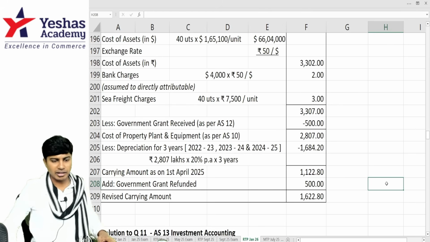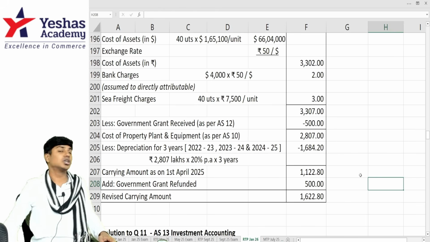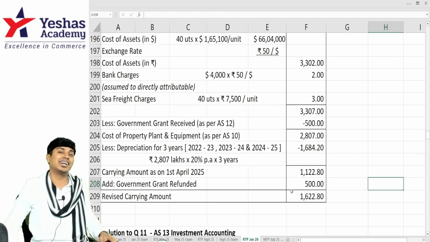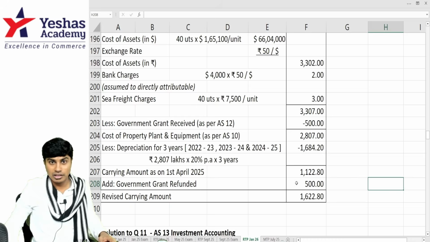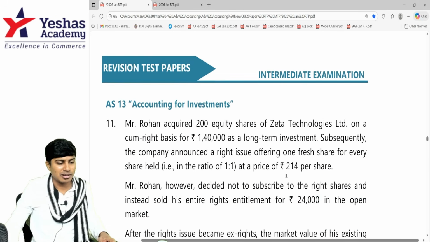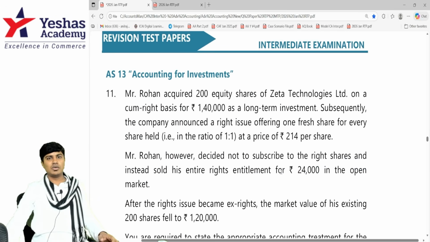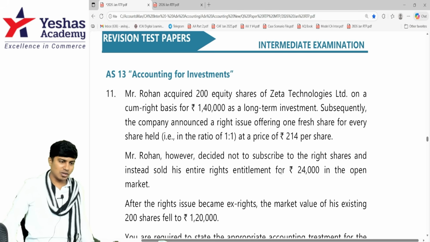Can't help. Added back entire 500 lakhs. This is the answer to question number 10, which is on Accounting Standard 12, Government Grant. Let's now begin question number 11, which is on Accounting Standard 13, Investment Accounting.